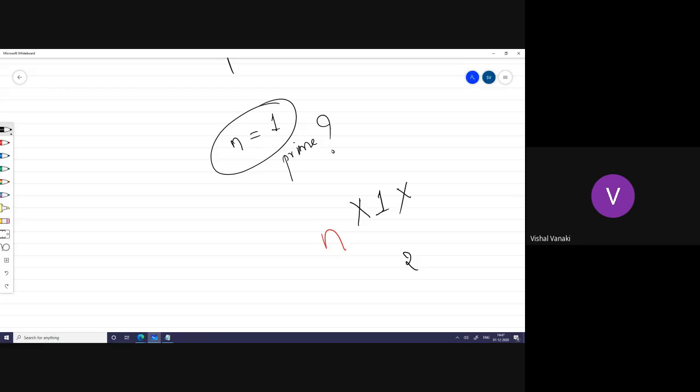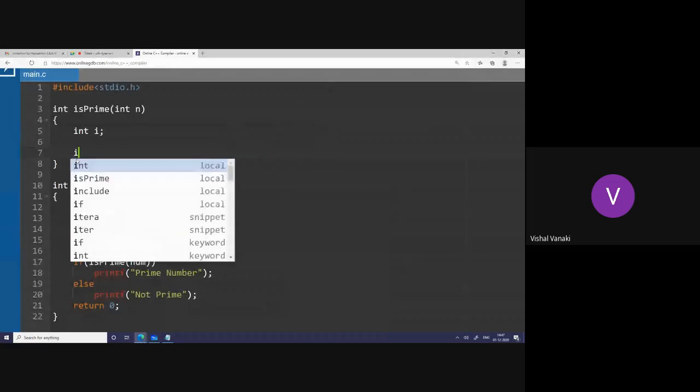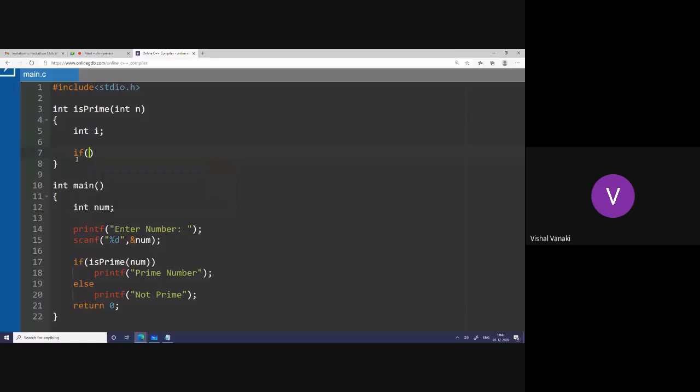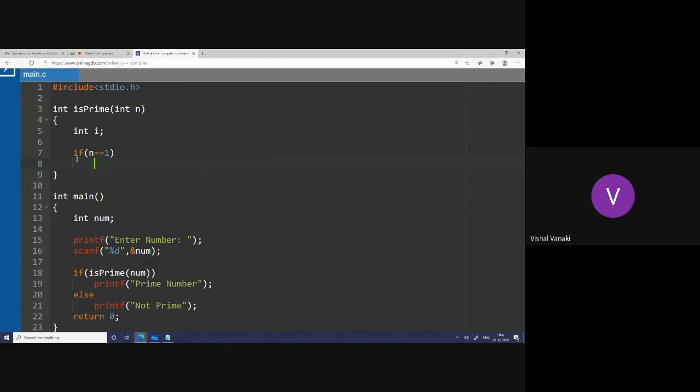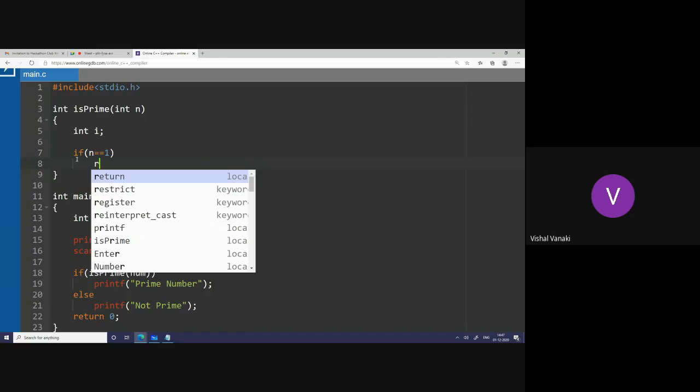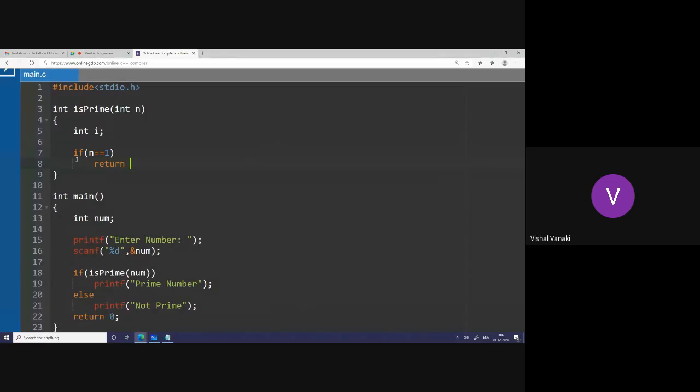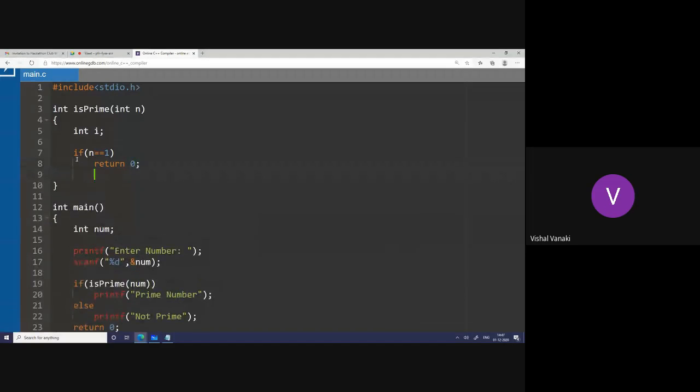So if the possibility of n value is 1, you can check the condition here. If n is equal to 1, it is not a prime. If it is not a prime, what do I have to return here, 0 or 1? 0. Now, if n is equal to 1, we will return 0 because it is not a prime.